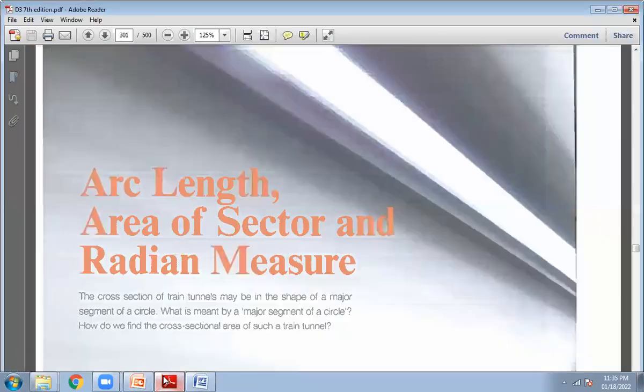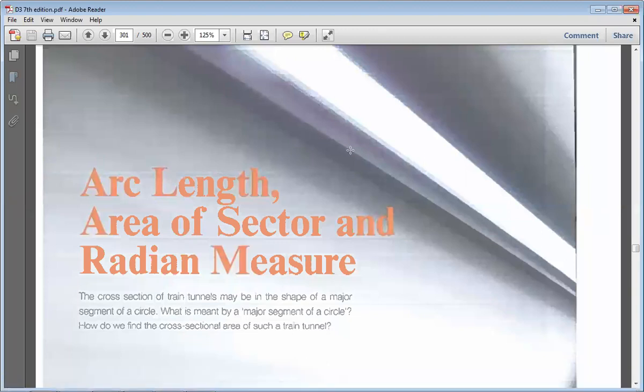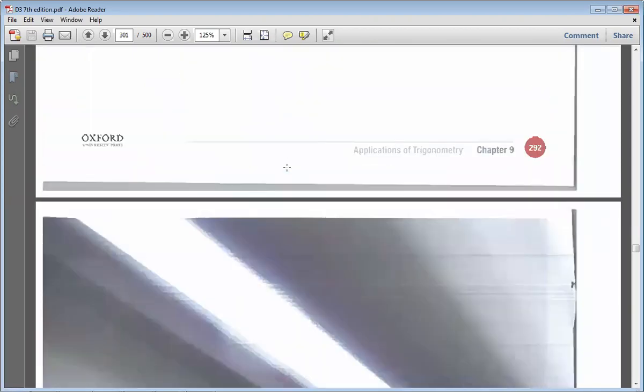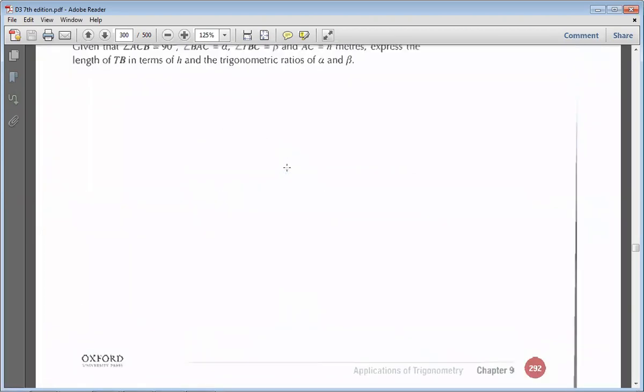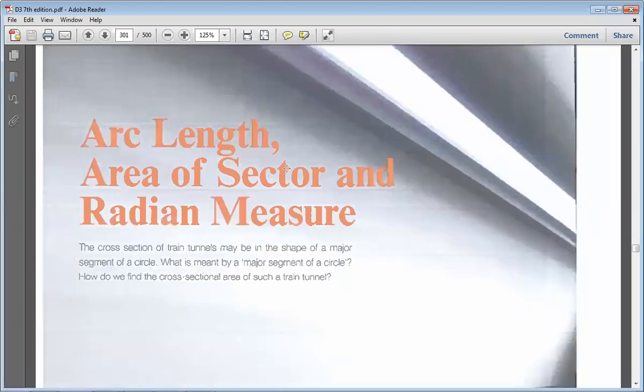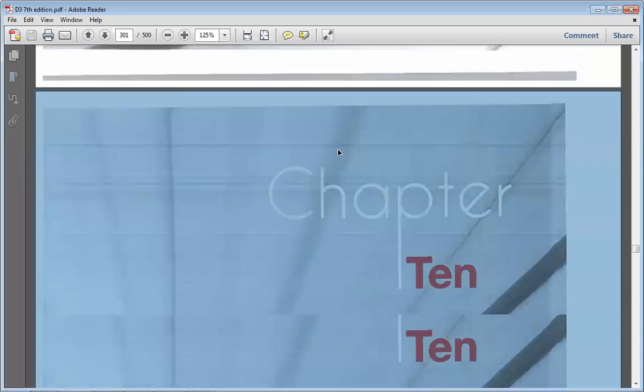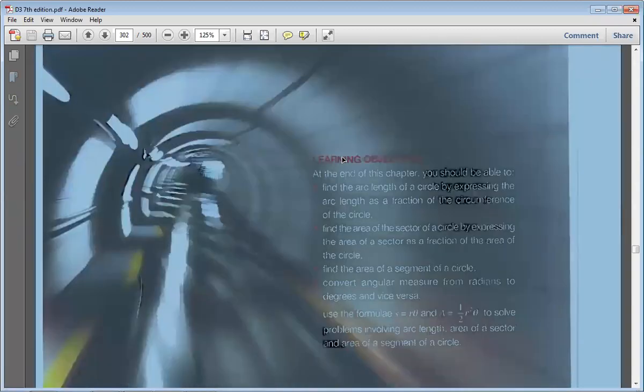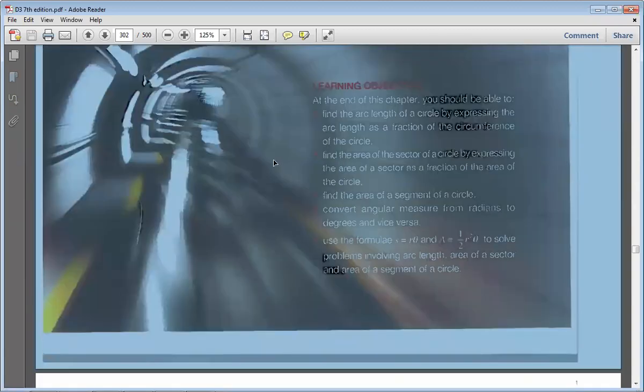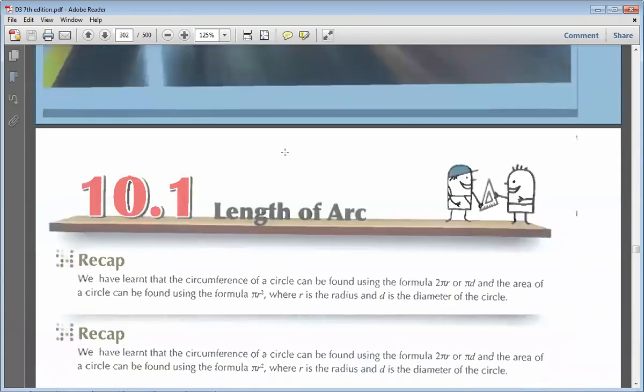So let's start. And this is the name of the chapter. This is the soft copy of the D3. And we are going to attempt this chapter. This chapter is basically chapter number 10, arc length, area of sector, and radian measure. Okay, this is chapter number 10. So these are the learning objectives of this chapter.